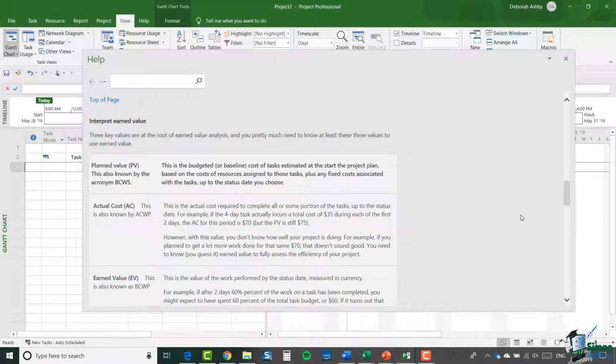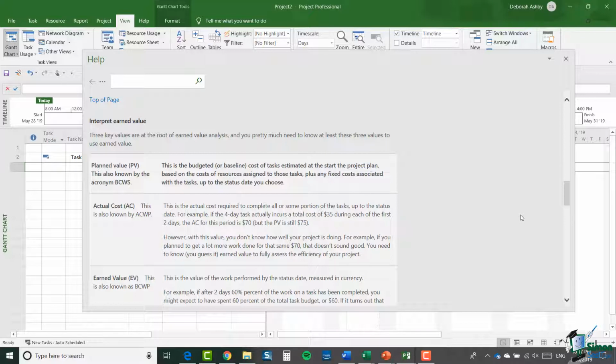Now there is an alternative term for PV, and that's BCWS. In some ways, BCWS is a more helpful term. It's the budgeted cost of the work scheduled. So given what we've got, what was the budgeted cost? How much did we think we would spend to get here? So that's basically PV. The second term is AC, and that's actual cost.